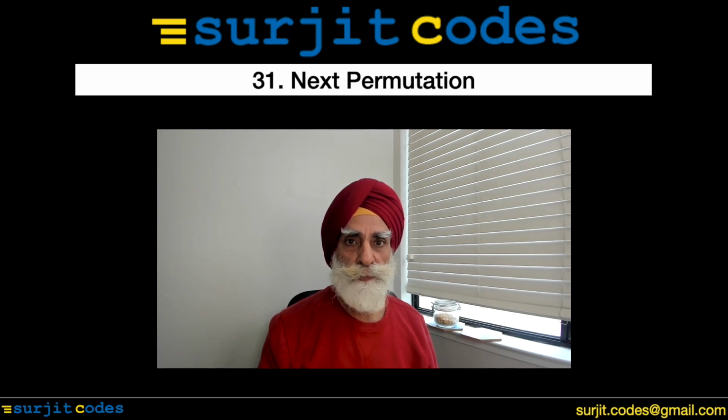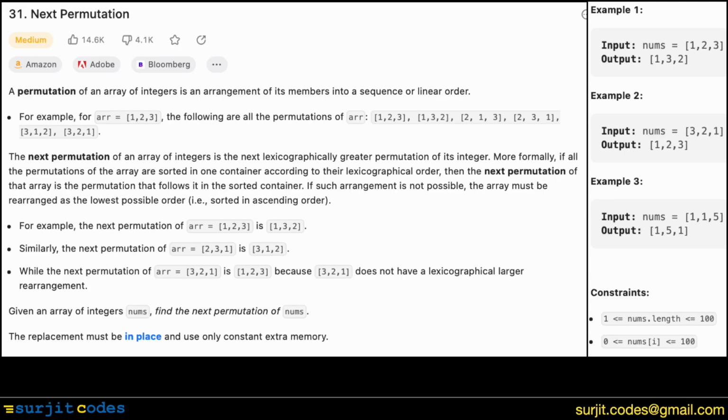This is LeetCode problem number 31, Next Permutation. Let us begin. We are given an array of integers. Together they form one of the many possible permutations of the given integers. We have to find the next permutation of these integers. If the given permutation is the largest number, then the next permutation means the smallest number consisting of the same n integers.